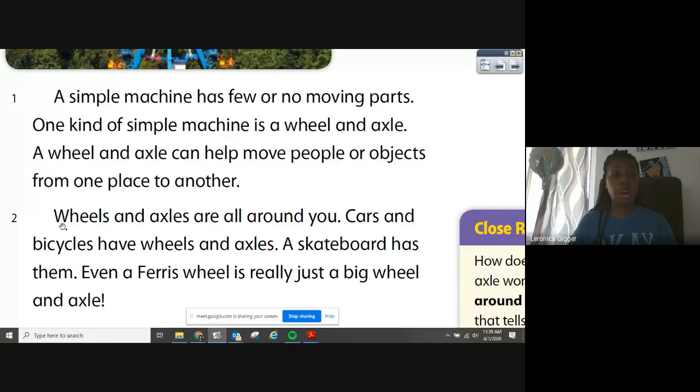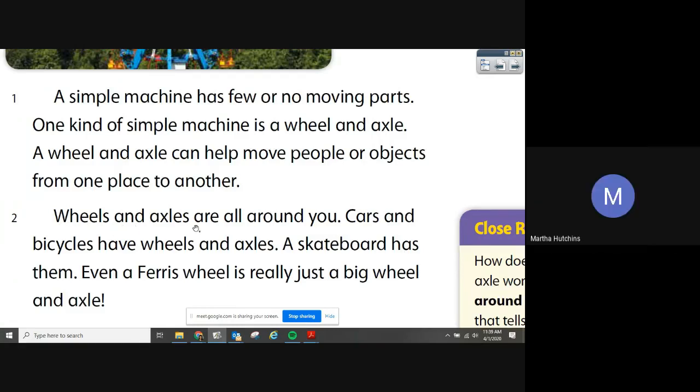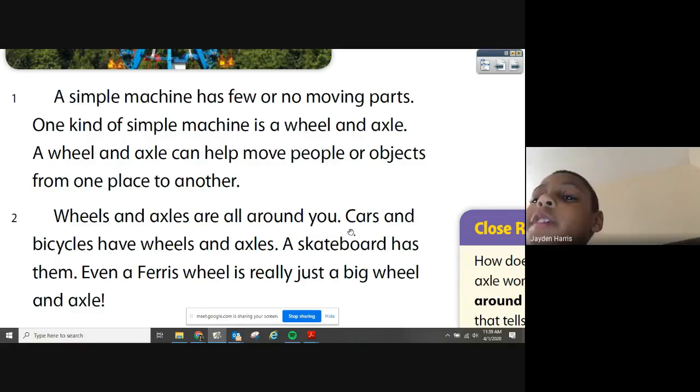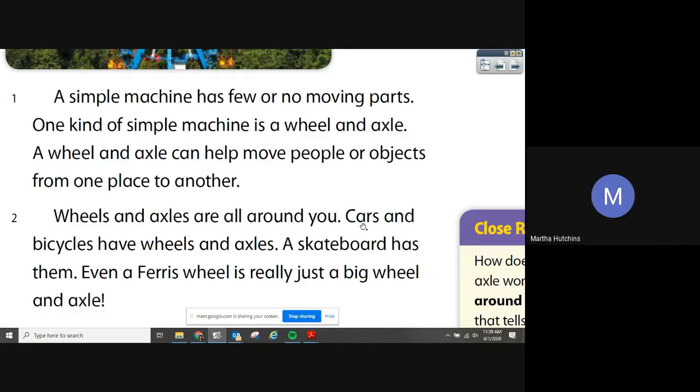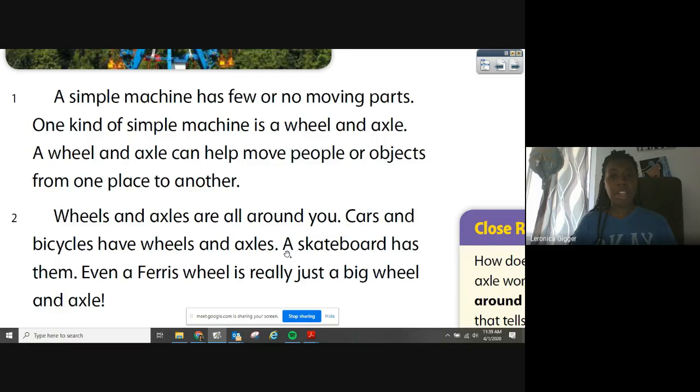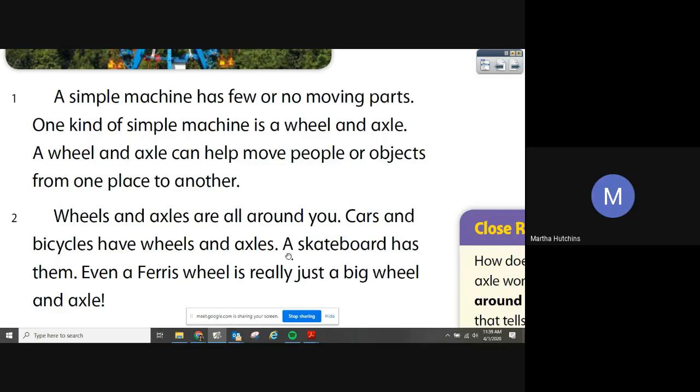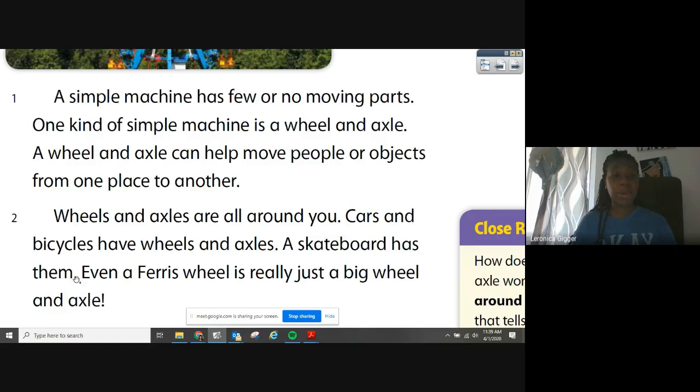All right, so now you all are going to read it to me this time on paragraph 2. 1, 2, 3, read. Wheels and axles are all around you. Stop in between sentences. Next sentence and read. Cars and bicycles have wheels and axles. Stop. Read. A skateboard has them. Thank you for whoever that was. And then next, everybody else.